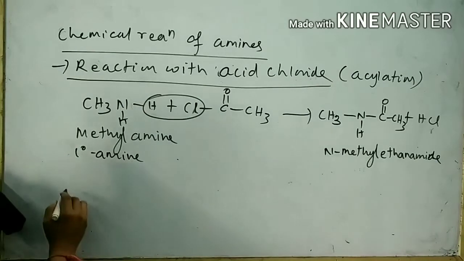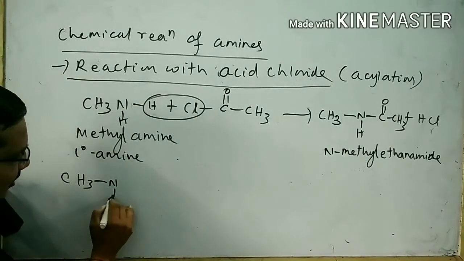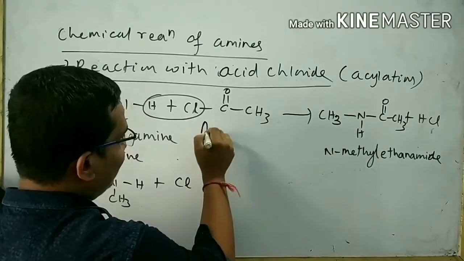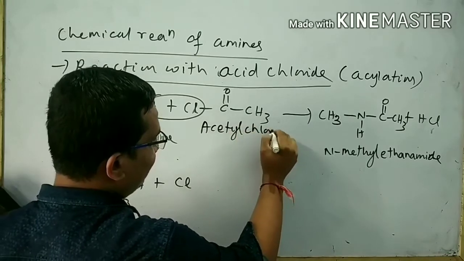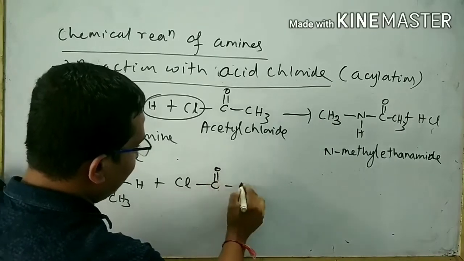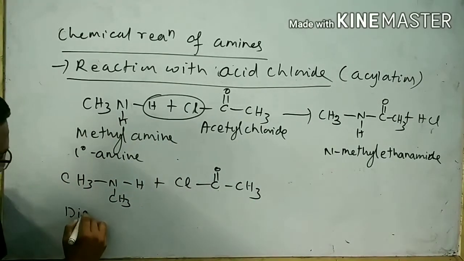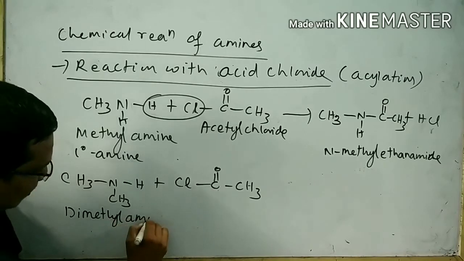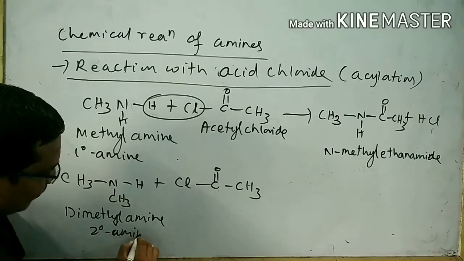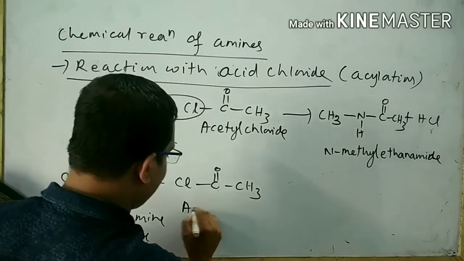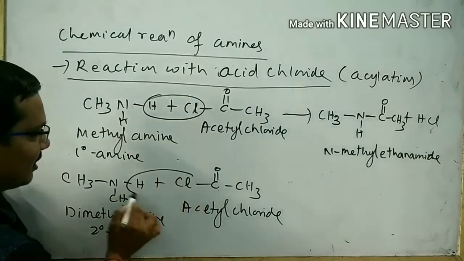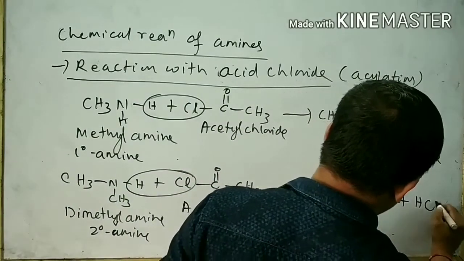Similarly, take a 2 degree amine, that is CH3-NH-CH3, and again give acetyl chloride. This is said to be acetyl chloride. Now given acetyl chloride to dimethylamine. This is said to be a 2 degree amine. When it is subjected to reaction with the acetyl chloride, then there is a loss of one HCl molecule, which is treated as a byproduct.